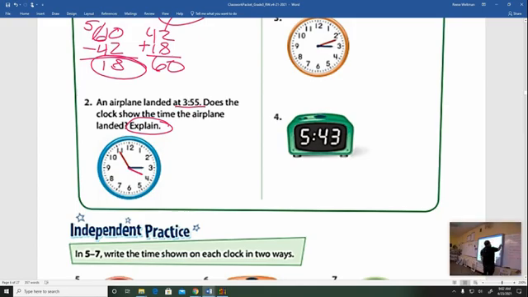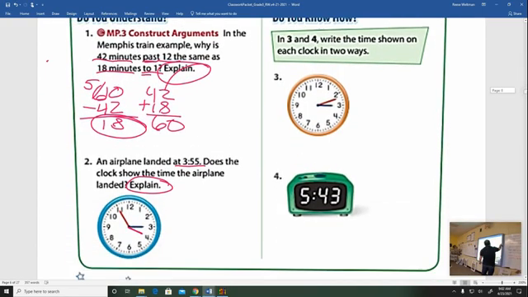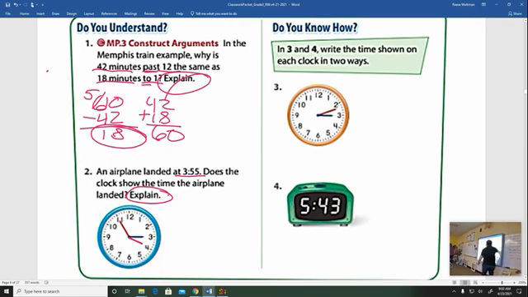So let's take a look at this. On this side, write the time shown on each clock in 2 ways. So, what time is it right here? Who wants to tell me what time it is right there, Jack? 3:10. You could say it's about 3:10, but it looks to me like it's a little past 3:10. 3:12. Looks like 3:12 to me. Does that look like 3:12 to anybody else? Yeah? Pretty good? Good. So then we just wrote it digitally right here.